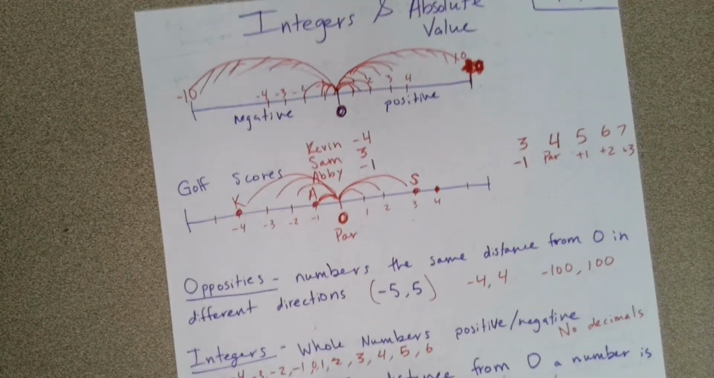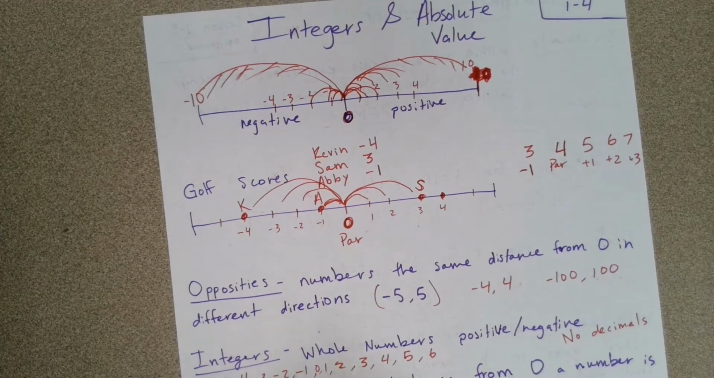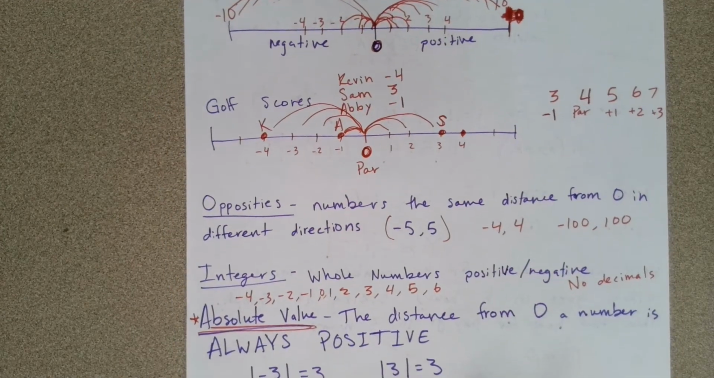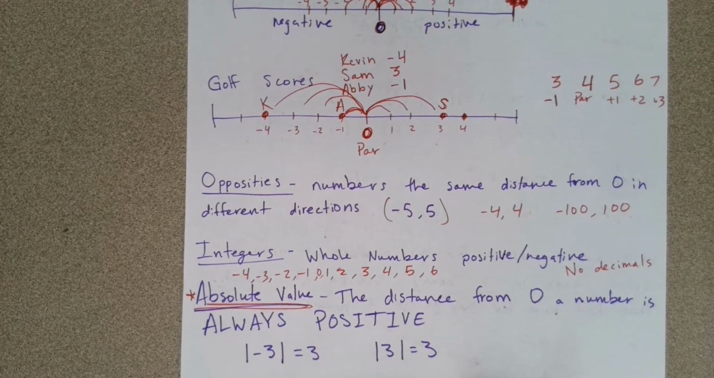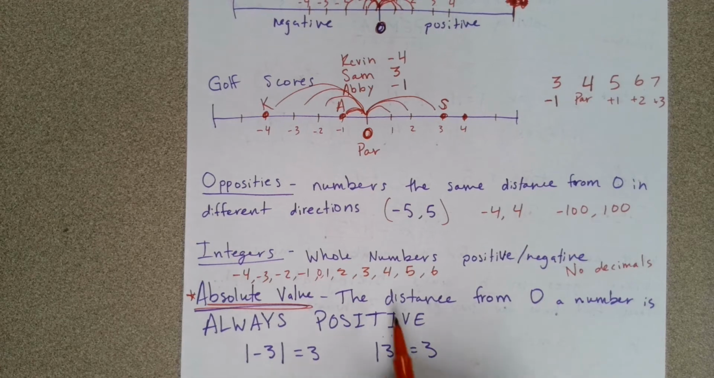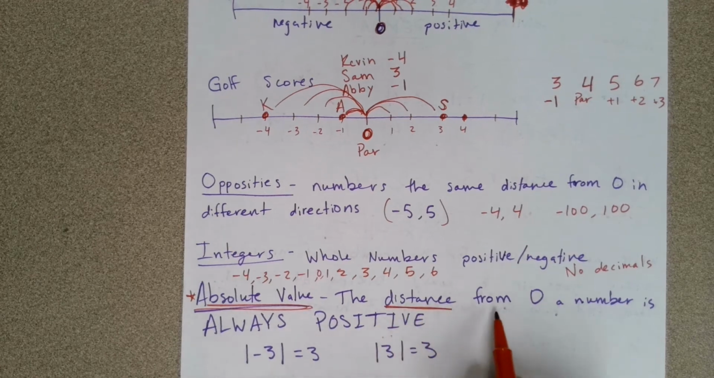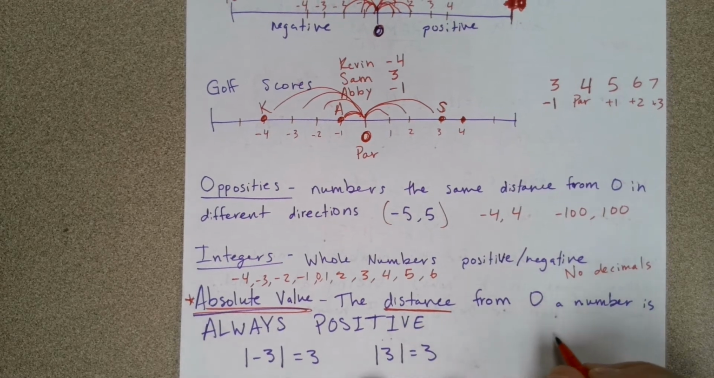All right, here's our big key of the day, the big takeaway: absolute value. This is where those big jumps come in. Absolute value is the distance. That's what we've been talking about. The distance from 0 a number is. It's always positive.